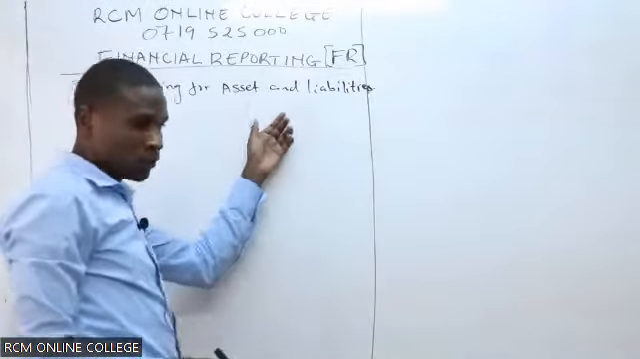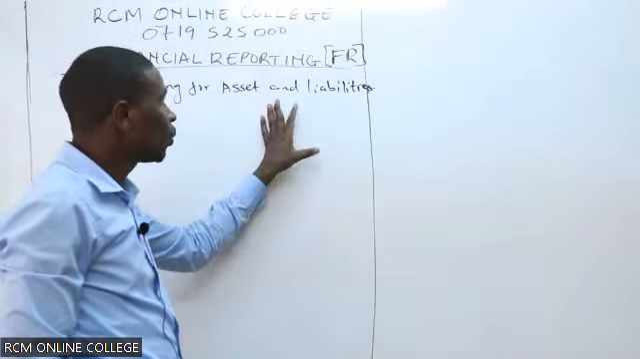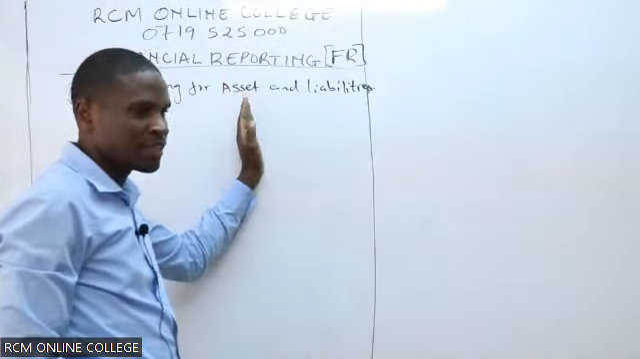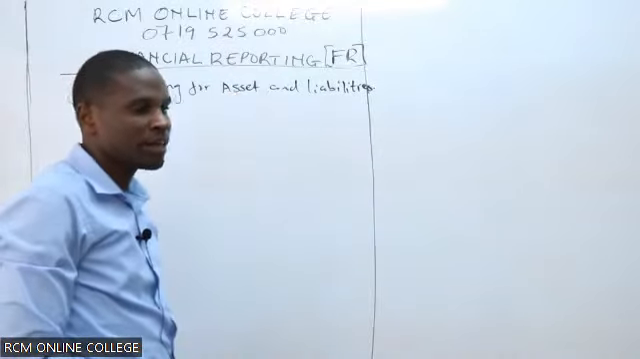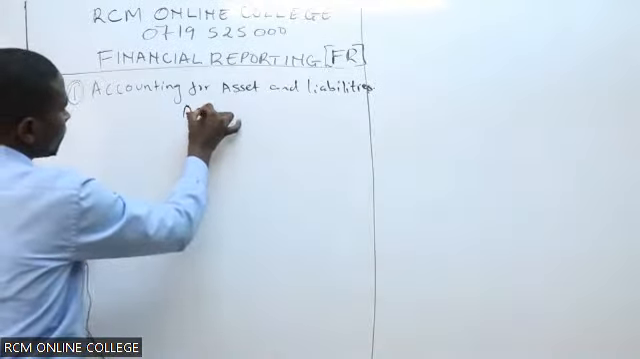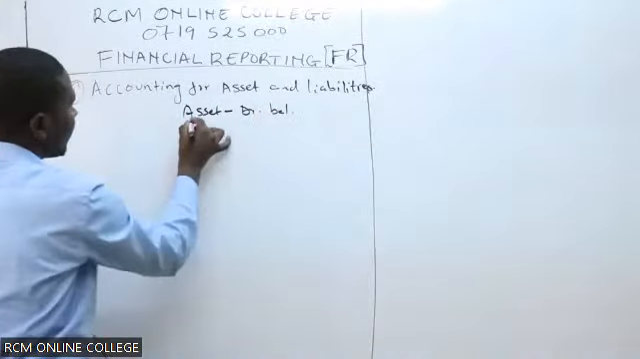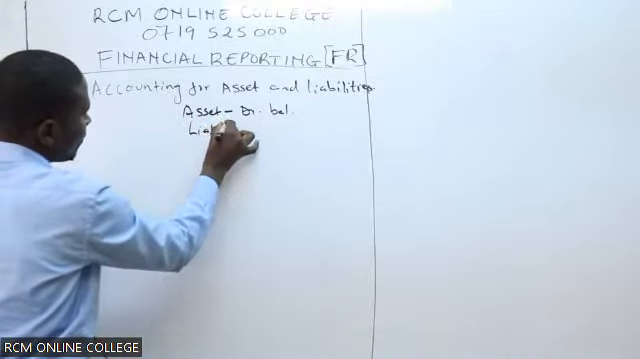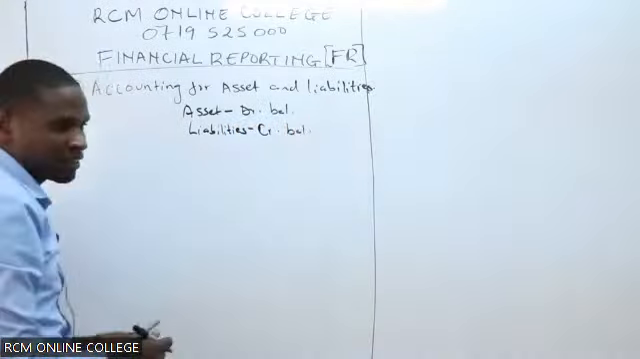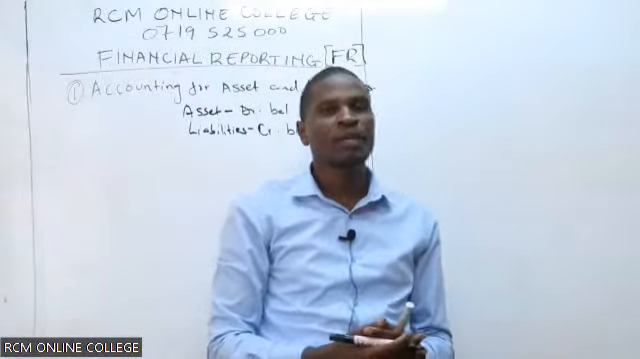As a general knowledge, you know that we have the accounting equation, and you know what happens to assets and what happens to liabilities. All assets have a debit balance, and all liabilities have a credit balance. That is topic number 1.